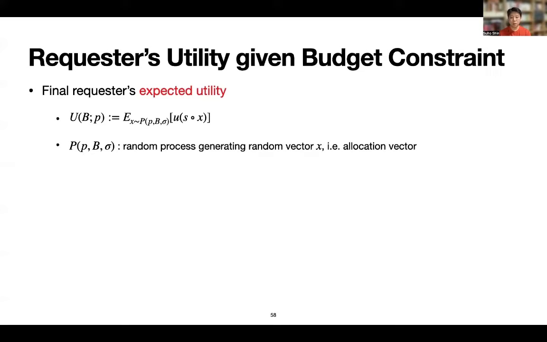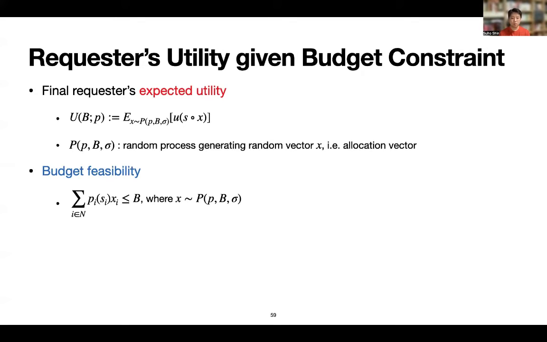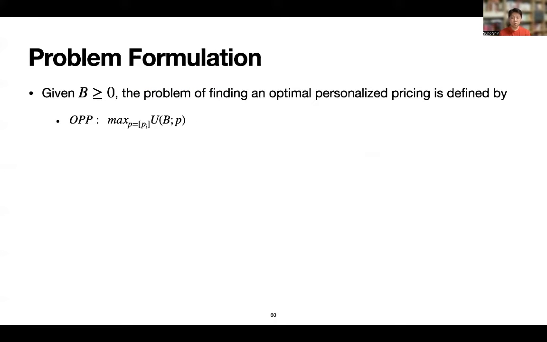The requester's expected utility is decided based on the allocation vector and worker qualities, and it is straightforward to check that the realized allocation vector satisfies the ex post budget feasibility, meaning that the overall payments do not exceed the given budget. Given the budget and expected utility of the requester, the optimization problem of PP is defined as the problem of finding an optimal personalized pricing.